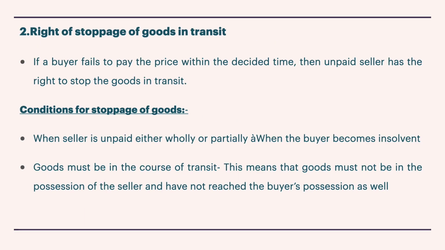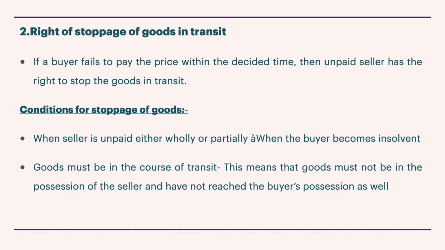The second right that he has is the right of stoppage of goods in transit. If the buyer fails to pay the price within the decided time, then the unpaid seller has the right to stop the goods in transit. Goods in transit means what? That goods have already been shipped, or have been moving from the seller's location to the buyer's location. That in-between transport is called goods in transit, and stopping them is stoppage of goods in transit.